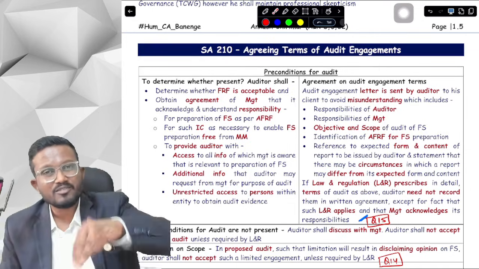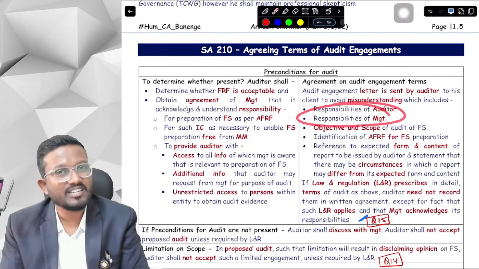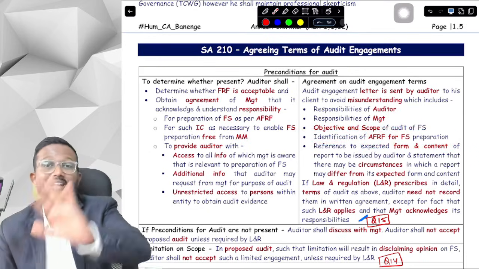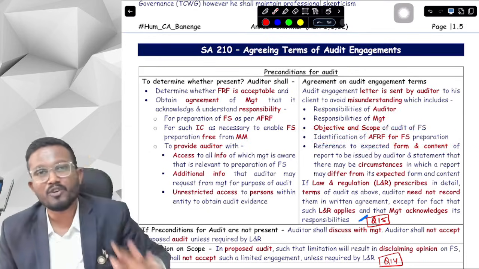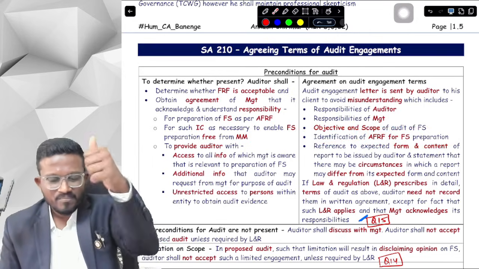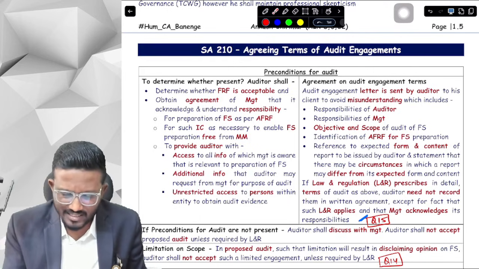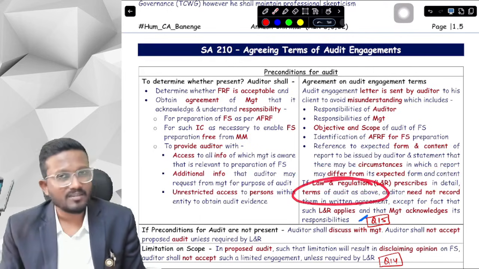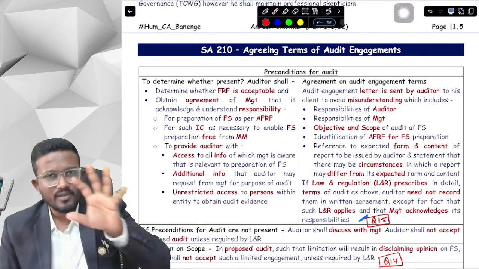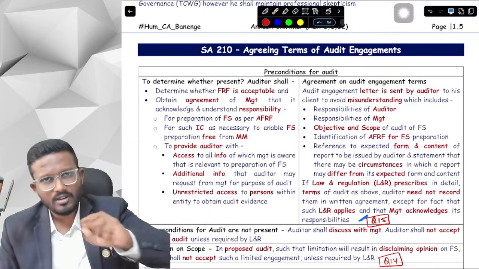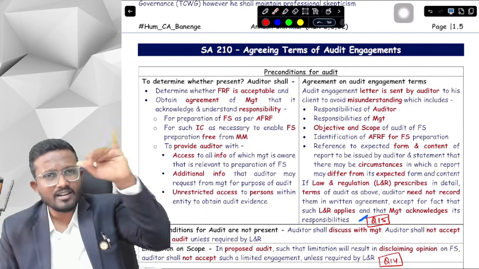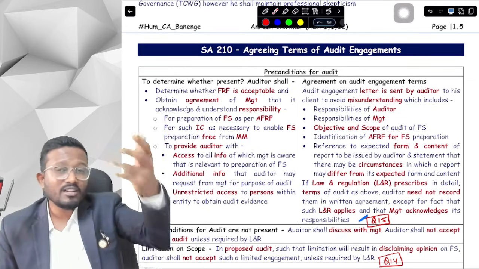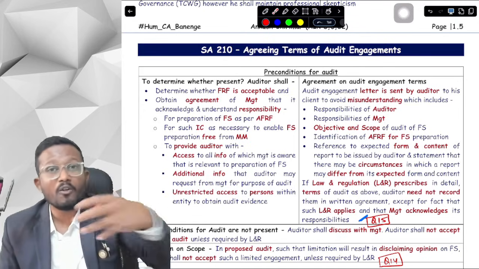Okay, yes, sir. Now second is management's responsibility. What is the responsibility? For identifying the AFRF for financial statement preparation. So in the terms only we discuss what will be the AFRF for preparation of financial statements. Okay, yes, sir. Now, if there is any law and regulation that prescribes in detail the terms of audit as above, like on the entity which we are auditing, there is a law and regulation applicable on that particular entity, and it already prescribes the terms of the audit engagement. Even after that, will we have to separately agree on the terms with the management?